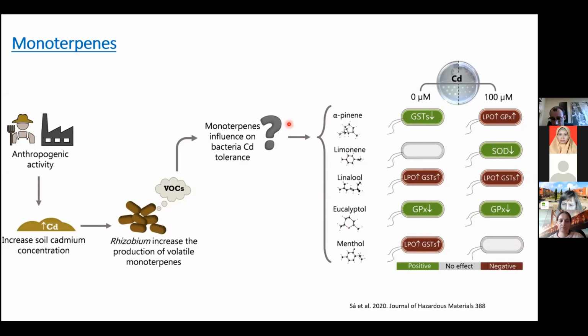And we found out that, depending on the compound, we could have diverse effects. Some of them had positive effects, like eucalyptol, and others, like alpha-pinene, could have some interesting positive effects on the bacterial tolerance to metals. But also, at high concentrations, they could induce damage. So it really depends on the molecule.